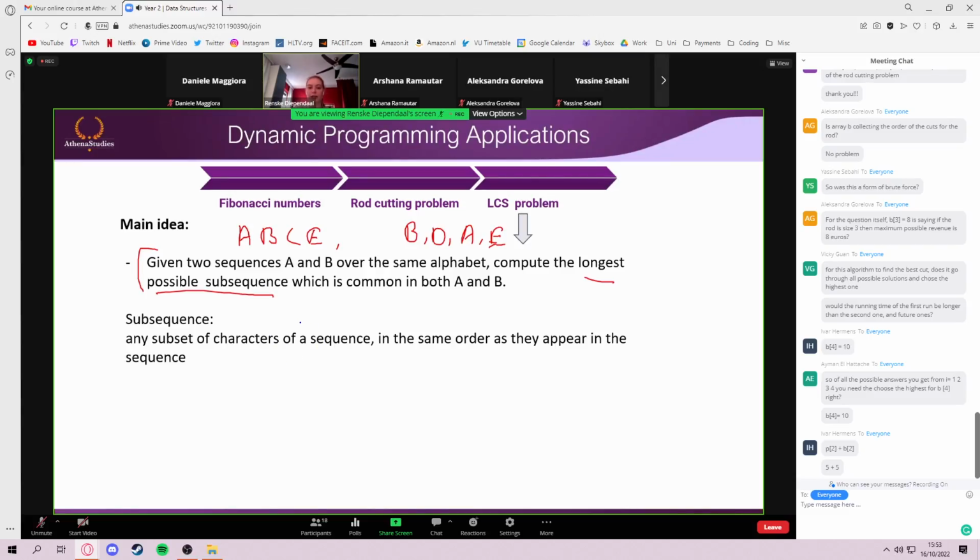And the subsequence is basically any subset of characters of a sequence in the same order as they appear in the sequence. So looking at this one, a subsequence could be AC, could be ACE, BE, whatever, any subset of these characters, as long as they appear in the same order as here. So this one could also have an E, and this one also has an E. So this would be an example of a common subsequence in both, although it might not be the longest one. So we really want to find the longest subsequence that appears in both of them.